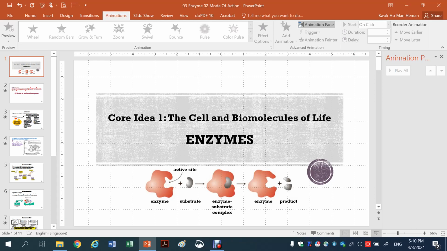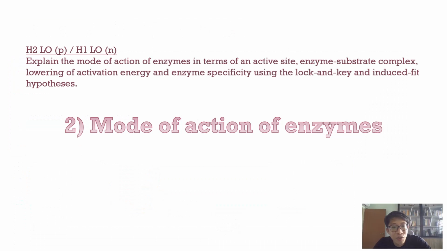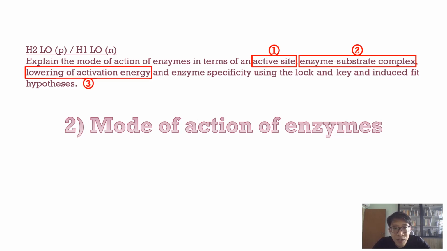Okay, we shall continue with the lecture. We'll be looking at the mode of action of enzymes. I want to bring your attention to the corresponding learning outcome. It states that you should be able to explain the mode of action of enzymes in 4 aspects: an active site, enzyme substrate complex, lowering of activation energy, and enzyme specificity. So we will look at what these 4 aspects are and how they link together to help to explain the mode of action of enzymes.